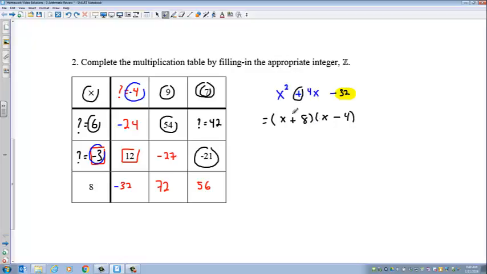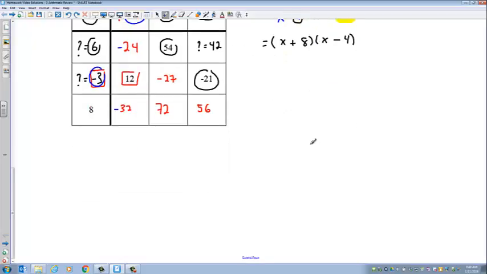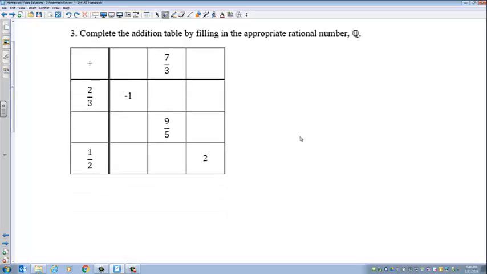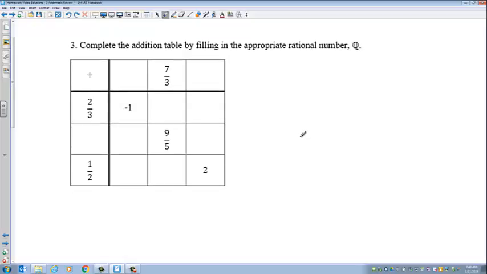Okay, so let's move on to the next type of problem, which is we want to fill in another addition table, but this time we want to use a rational number. So you'll see that we're working with fractions. This is another issue students typically have, working with fractions. So we want to practice this a little bit.